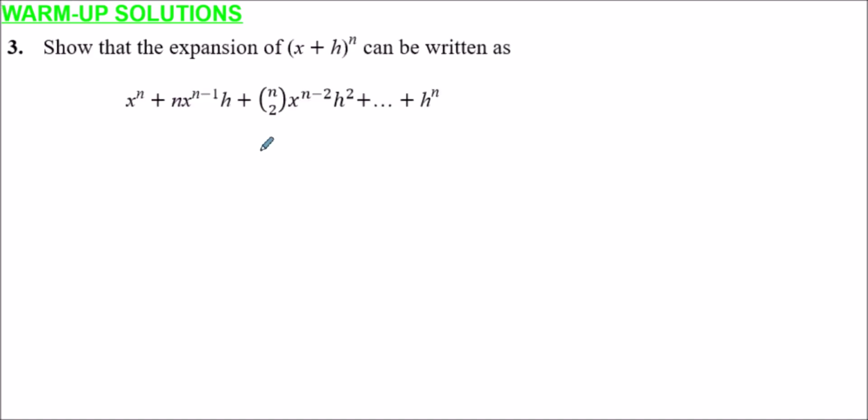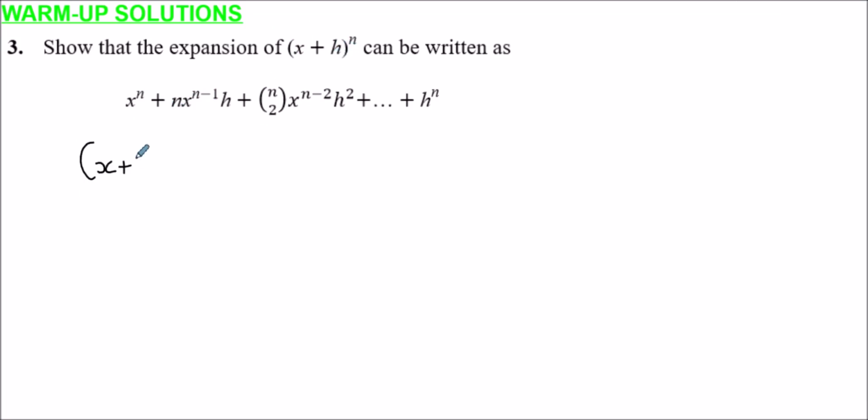Question 3, we need to show that the expansion of x plus h all to the power n can be written as this thing here. And so what we're going to do here is just recall our old friend, the binomial expansion, which is as follows. So what we need to do is write down the binomial expansion in its first principle form. So x plus h all to the power n.